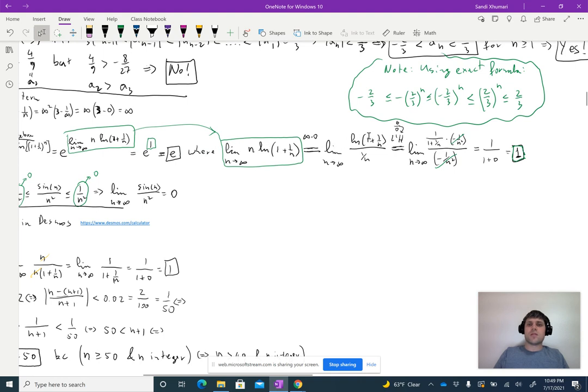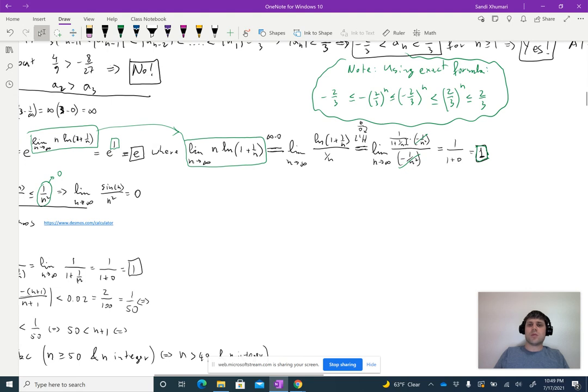So you rewrite this as a fraction to apply L'Hopital's. So we put this in the denominator, so you have 1 over n. And then looking at the top, the limit will be 0. The bottom will also tend to 0.